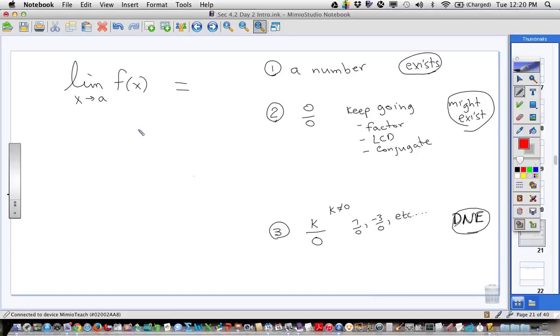Well, what we do is we do substitution. So we plug that in. So that's always where we should start. All right, so we plug that in, and what could happen? Well, you might just get a number. So the limit exists, that's your answer.